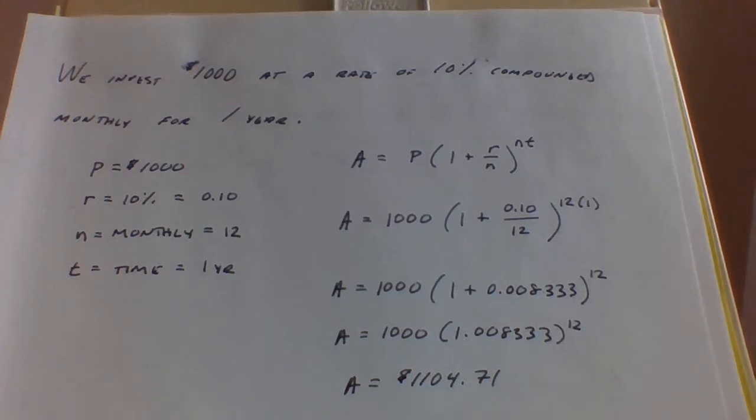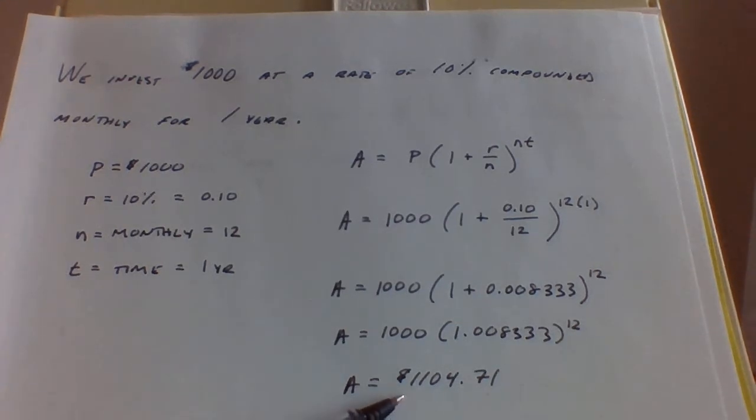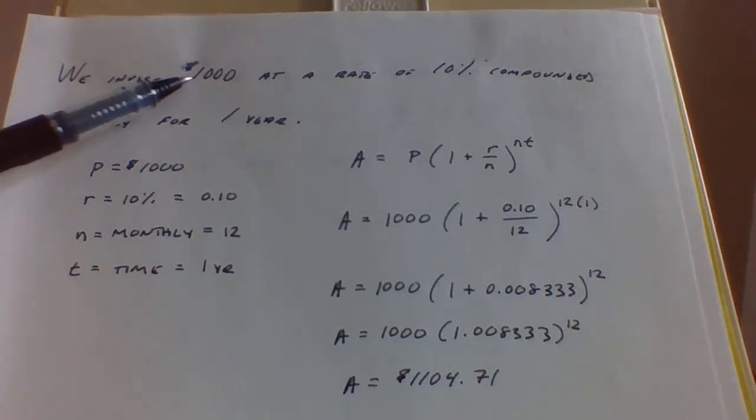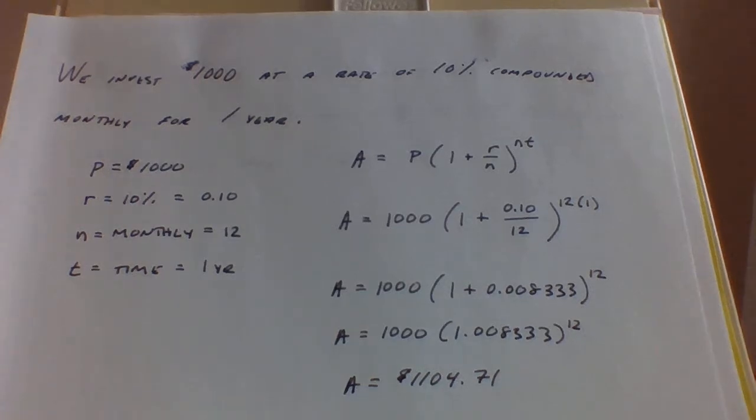What happens if they would have asked you how much money you earned in interest after doing this problem? Good, correct. We want to take our final dollar amount and subtract how much we initially invested. We initially invested $1,000. So we earned $104.71 worth of interest during this year.